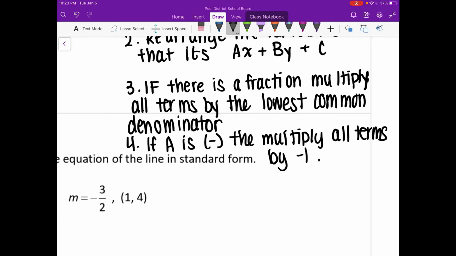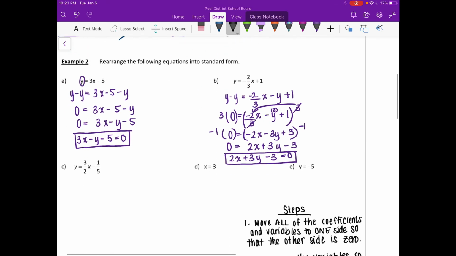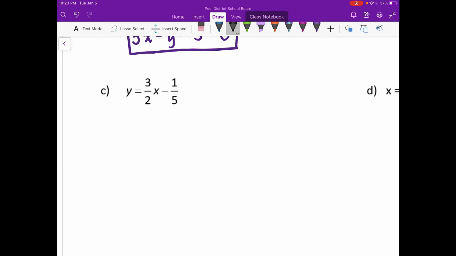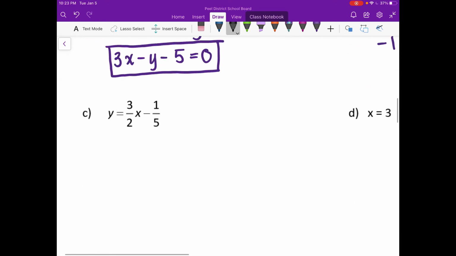Okay? And that's basically what we did just over here with b. So let's try to use that same logic here. So let's just go back through our steps. The first one said to move all of our coefficients and variables to one side. So let's do that. Let's move everything to one side.